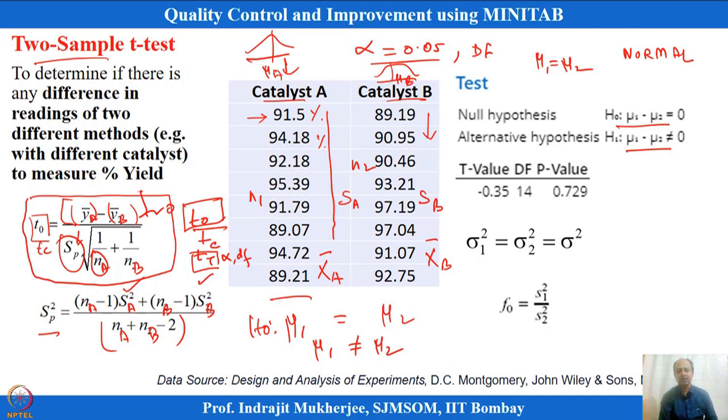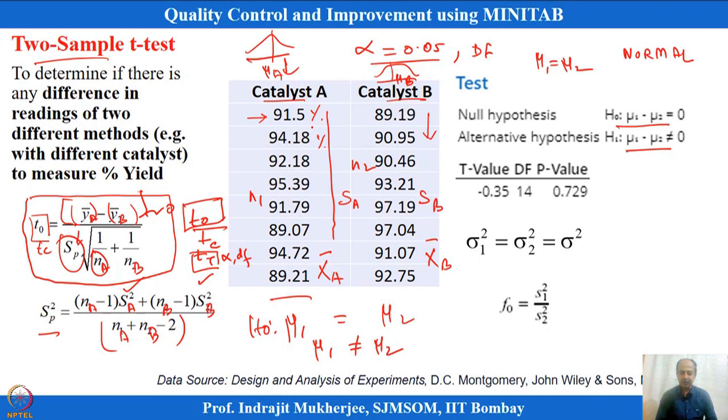So they are coming from normal distributions, and also we are assuming that the data are independent. The set of data with catalyst A that we have collected has nothing to do with the data set for catalyst B. They are independent of each other. There should be no correlation between data set A and data set B, and that check needs to be ensured over here.